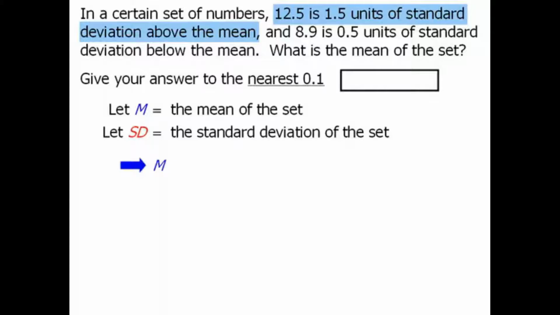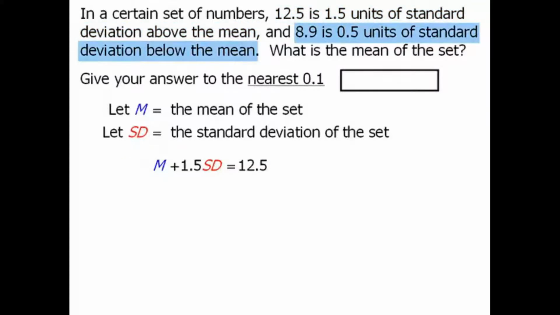This means that if we take M and add 1.5 times SD, this expression will represent 1.5 units of standard deviation above the mean, and this we are told is equal to 12.5. Next we are told that 8.9 is 0.5 units of standard deviation below the mean. So if we take our mean and subtract 0.5 times SD, this must be equal to 8.9.